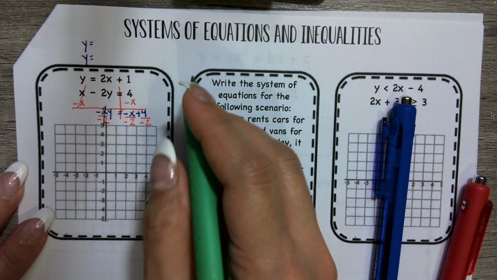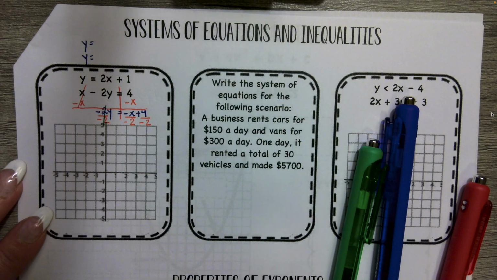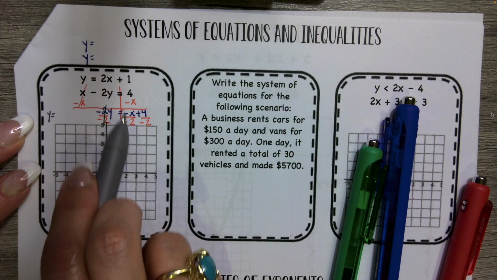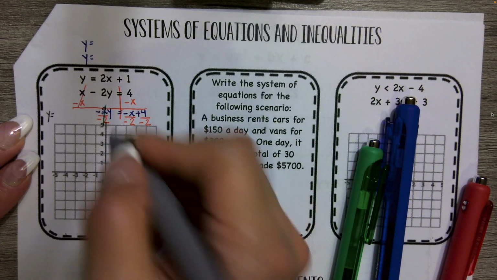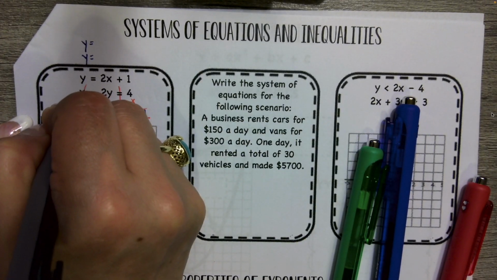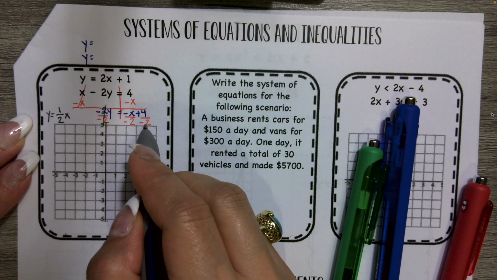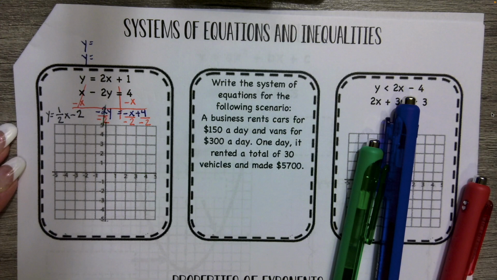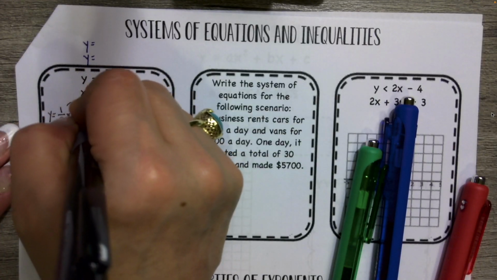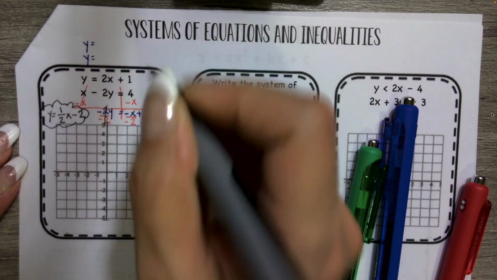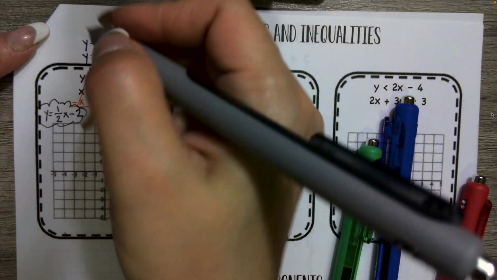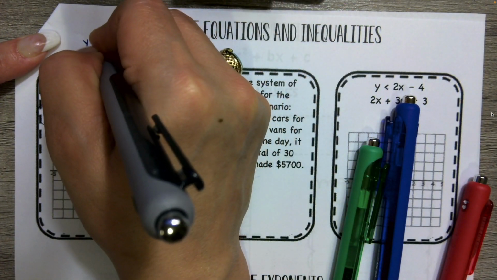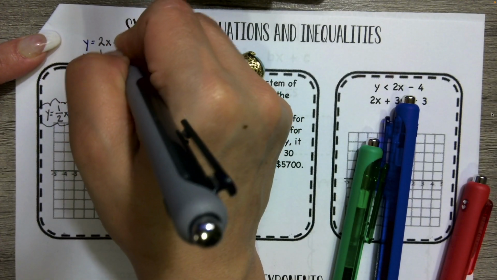And then my equation would look like, I'm just going to write it down over here. y equals, negative and negative is positive, so it would be positive 1 over 2x. 4 divided by negative 2, positive and negative is negative, so it would be negative 2. So that would be my equation for the second one. So the first equation is y equals 2x plus 1, and the second one is y equals half of x minus 2.